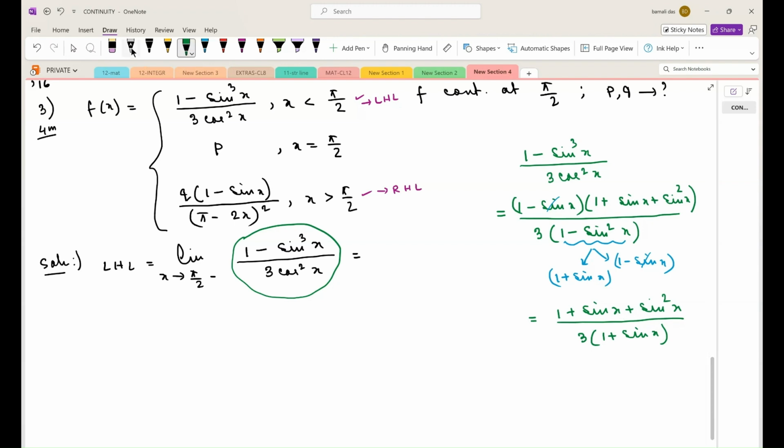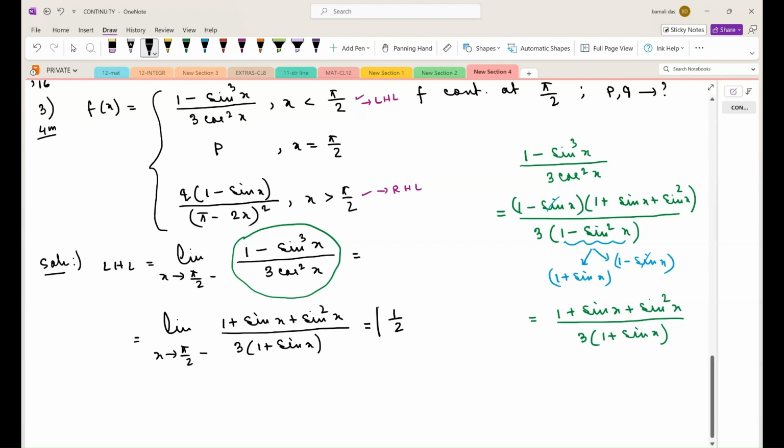So this is equal to, I'm writing it here, limit x tends to pi by 2 from the left, (1 plus sine x plus sine square x) by 3 into (1 plus sine x). So now if you just plug in the value x equal to pi by 2, then you get the value half. So that is your left hand limit.